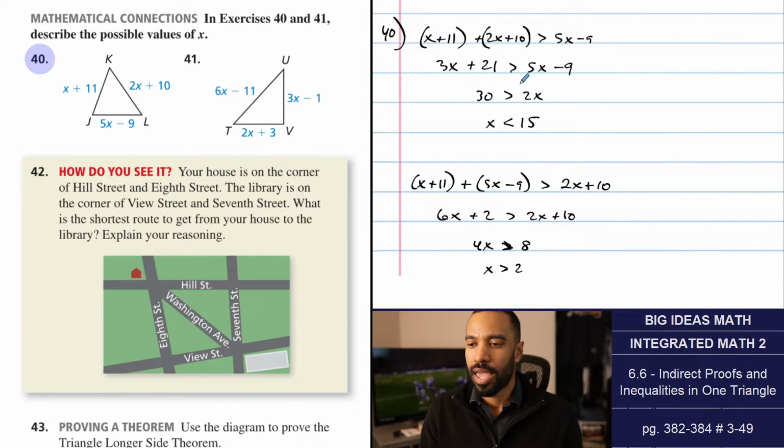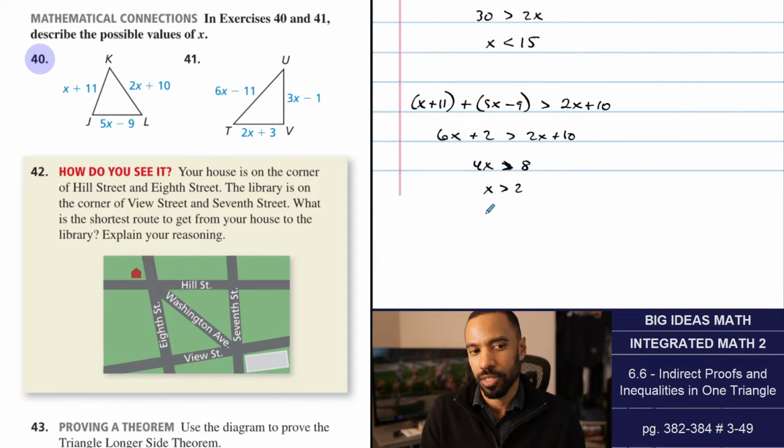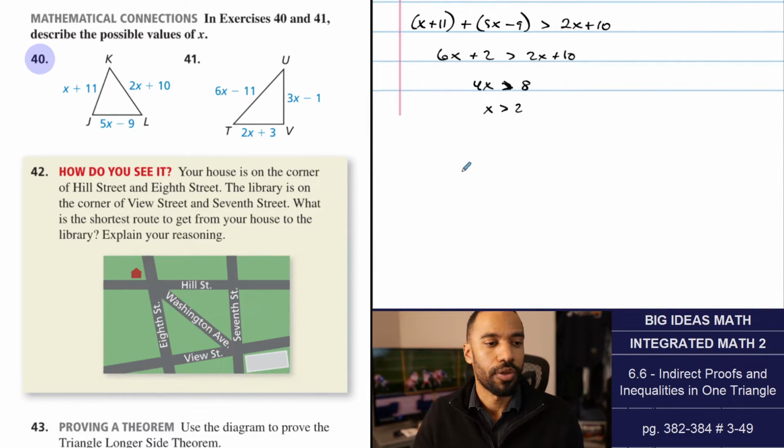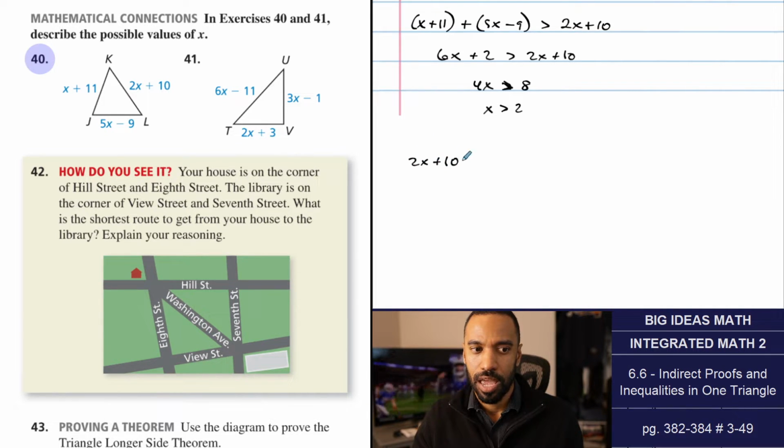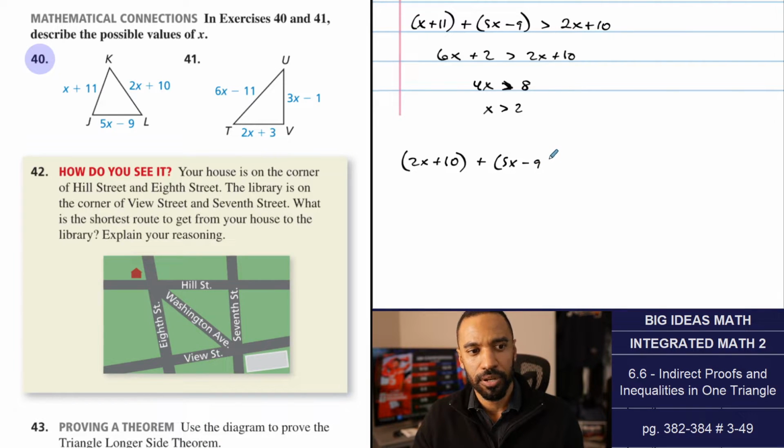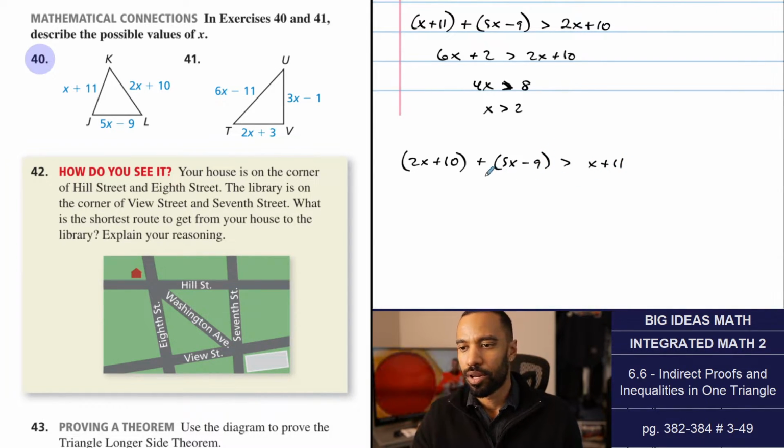Okay, and let's do a third one. So now x has to be somewhere between 15 and 2. Let's see if that still works. Let's look at 2x plus 10 and 5x minus 9. I somehow don't believe that this is going to lead to positive values. I feel like these have to be bigger each time. I don't know, we'll check because they're all variables. Greater than x plus 11. Somewhere a restriction has to apply.